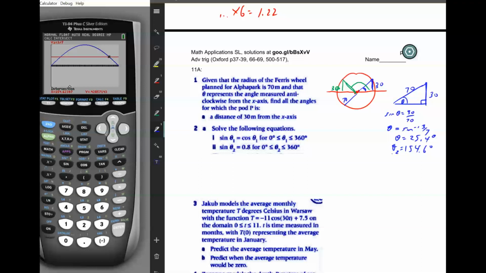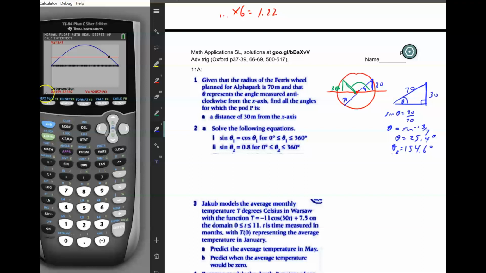So 2a, solve the following equations. They give us one equation, which is sine of theta equals cosine of theta, theta 1 to be precise, and theta 1 is between 0 and 360. They want to know when sine of theta and cosine of theta are equal.